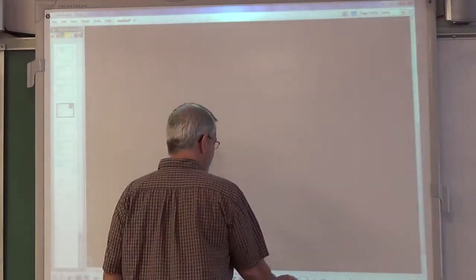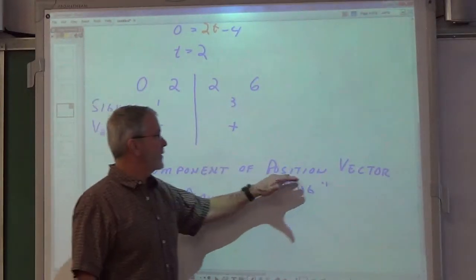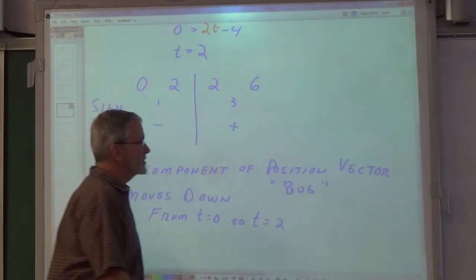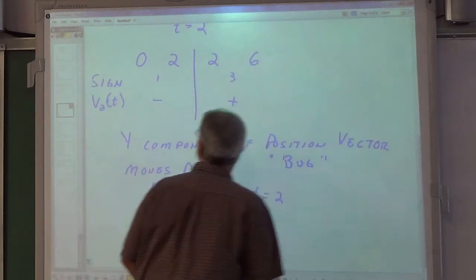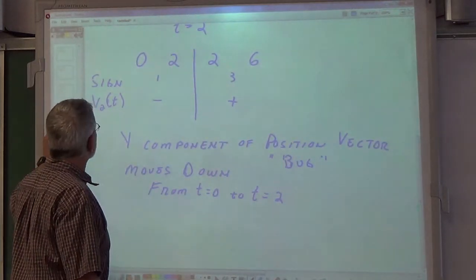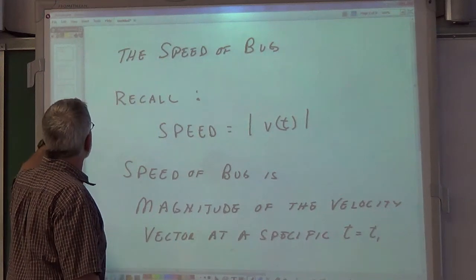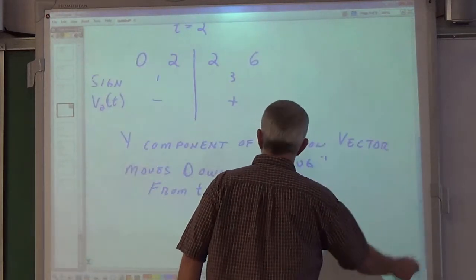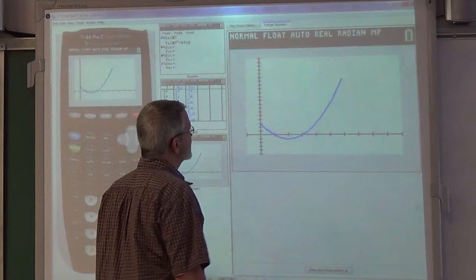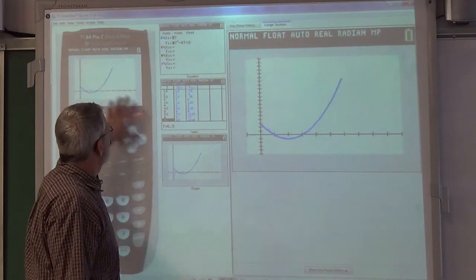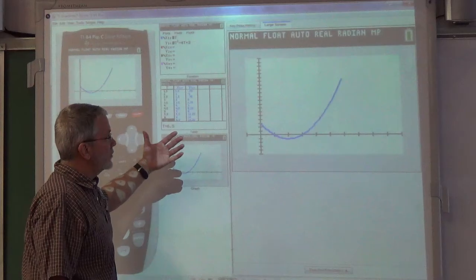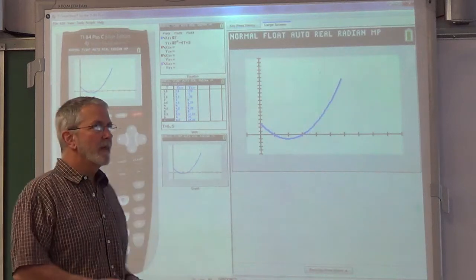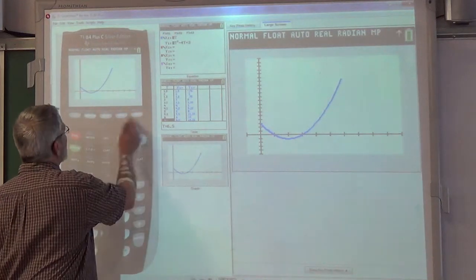The y component of the bug moves down from t equals 0 to t equals 2. And what I'd like to do at this point is show you this, and here's the bug. Now, what do I have my graphing calculator set to? I have my graphing calculator set to parametric mode, but what I want to look at here is the table.